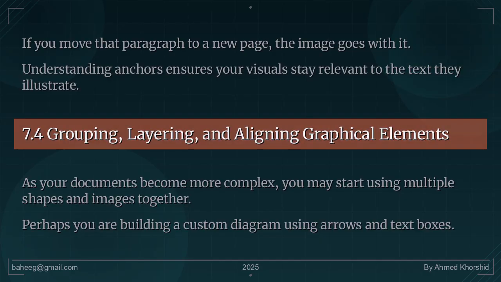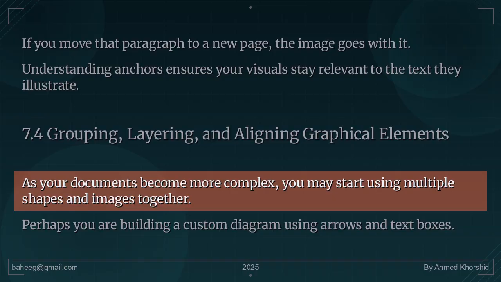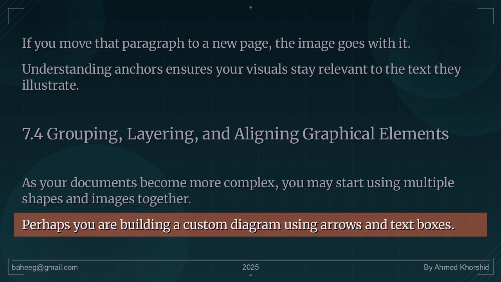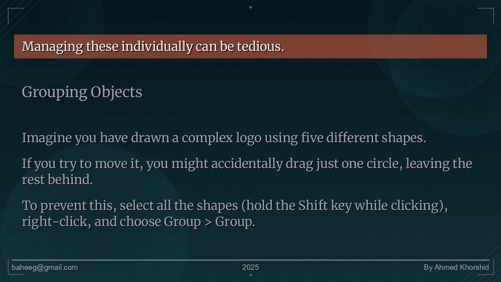7.4 Grouping, layering, and aligning graphical elements. As your documents become more complex, you may start using multiple shapes and images together. Perhaps you are building a custom diagram using arrows and text boxes. Managing these individually can be tedious.